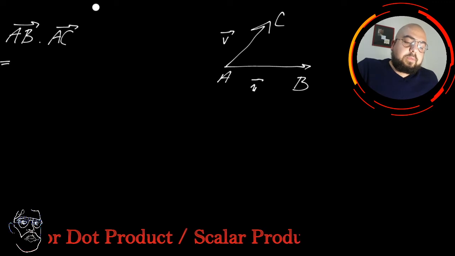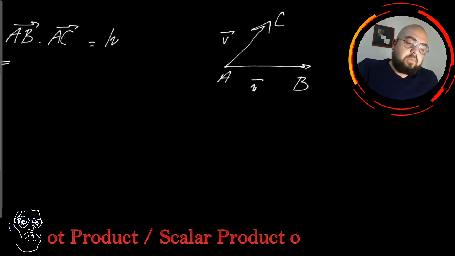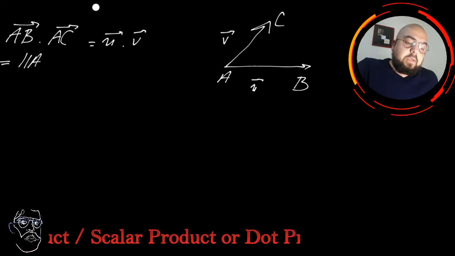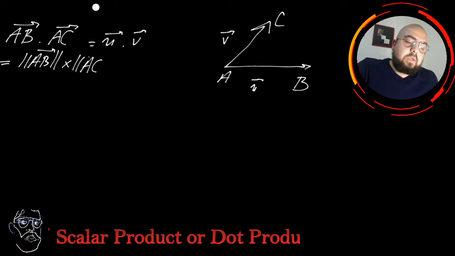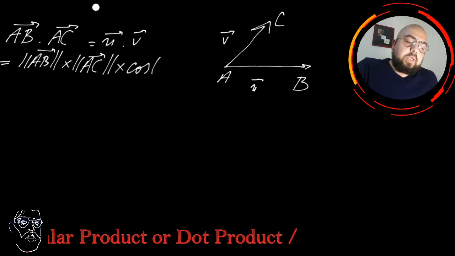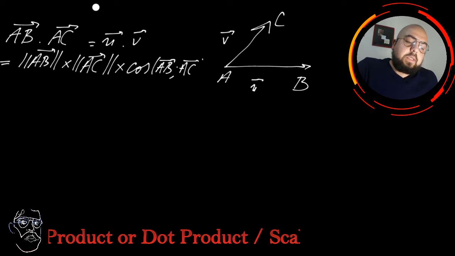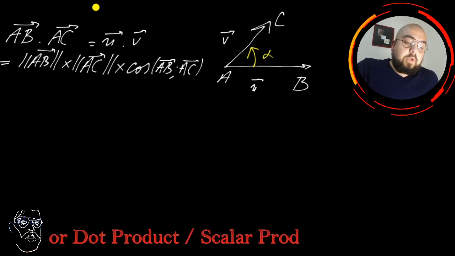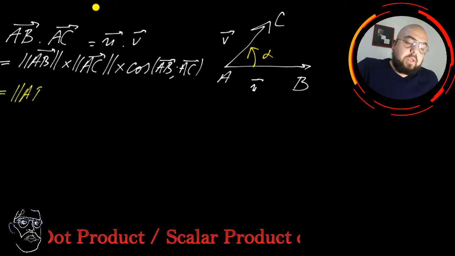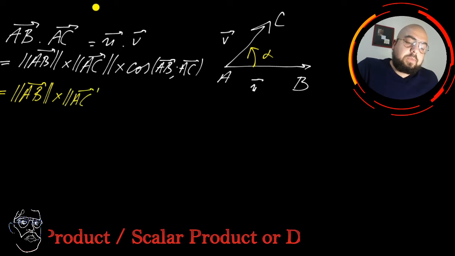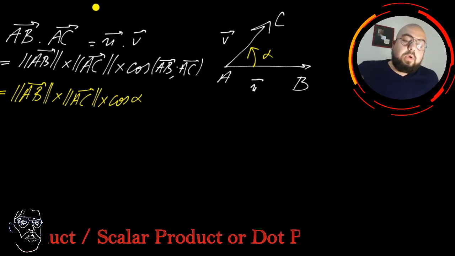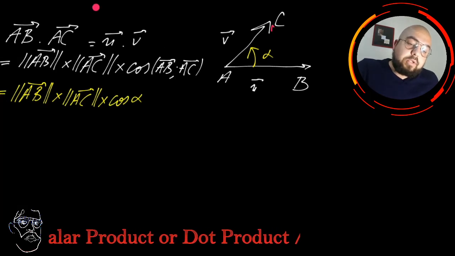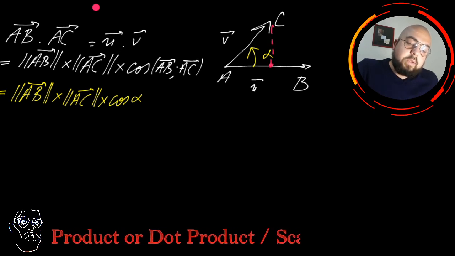It will be equal to, of course, the same thing as u scalar v. So in this case, I can say that it's the norm of AB times the norm of AC times cosine of the angle between AB and AC. So the angle between AB and AC, I'm going to call it alpha. So it will be equal to the norm of AB times the norm of AC times cosine alpha. Alright, now there's a very important part here. I'm going to transform cosine into segments, so I will have to do the projection of C over the segment AB. I'm going to call this H.